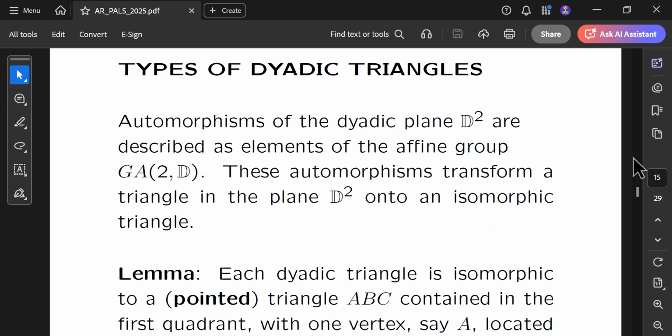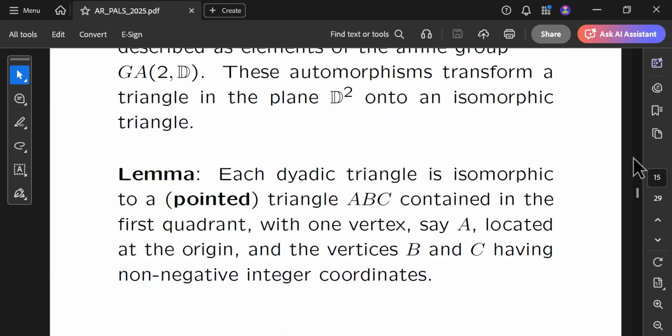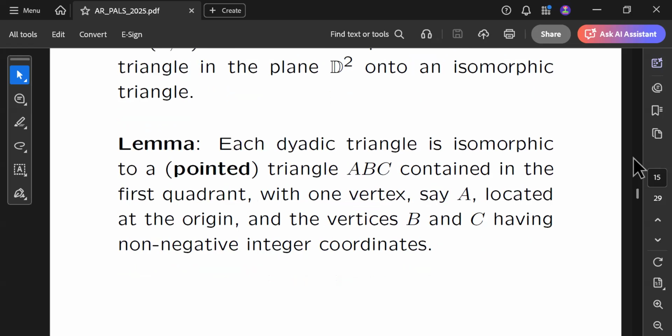So recall that automorphisms of the dyadic plane transform a triangle in the plane onto an isomorphic triangle. And the first basic fact is given in the following lemma. Each dyadic triangle is isomorphic to a triangle ABC contained in the first quadrant with one vertex, say A, located at the origin, and the vertices B and C having non-negative integer coordinates. So this is a very, very useful lemma.